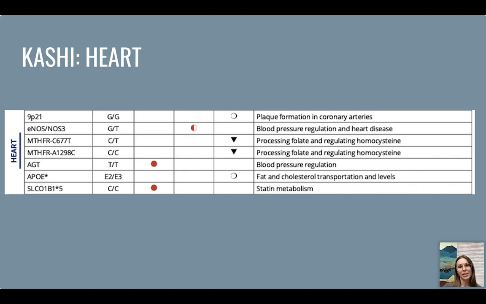Then we have the AGT gene, which is responsible for aiding in fluid and electrolyte balance, which can help to regulate blood pressure. Then we have the ApoE gene. So this is a pretty popular one. It makes a protein that carries cholesterol. So you're going to see here fat and cholesterol transport and levels. This gene is in the heart section as well as in graceful aging.